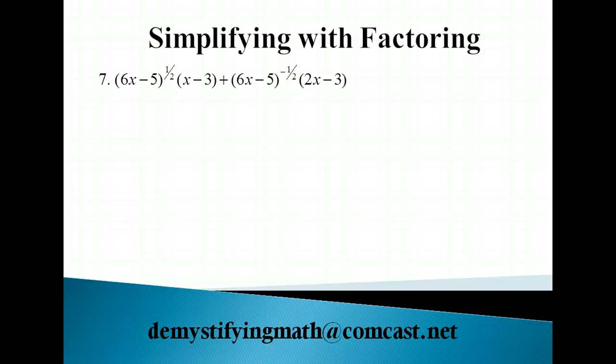Okay, our greatest common factor is 6x minus 5 to the negative 1/2. So we're dividing that out. When we divide it out, we're really going to subtract our exponents. So for the first term, where we have a positive 1/2 exponent, and we divide it by the same thing with a negative 1/2 exponent, we would subtract 1/2 minus negative 1/2, which gives us 1/2 plus 1/2, which gives us 1. So this exponent will be a 1. And then we are left with our second term, which is 2x minus 3.